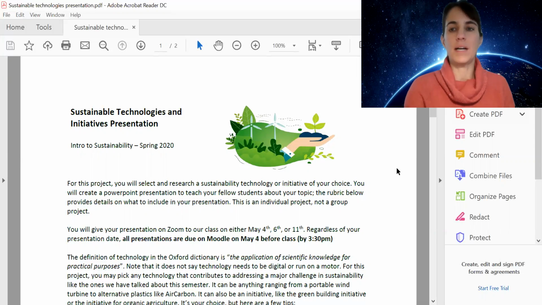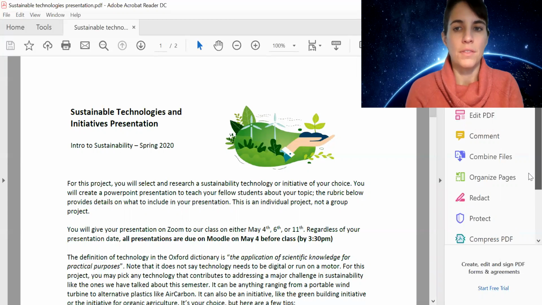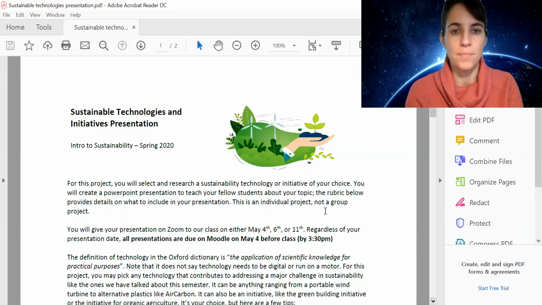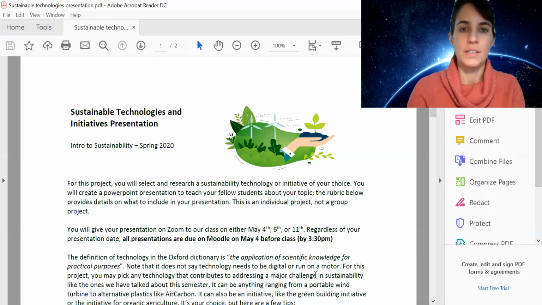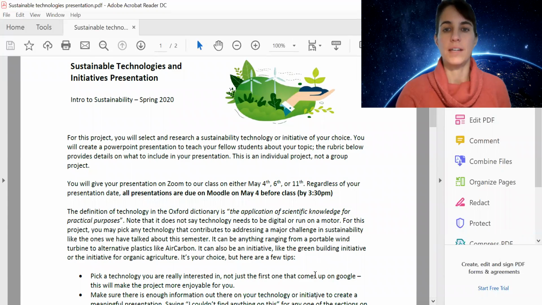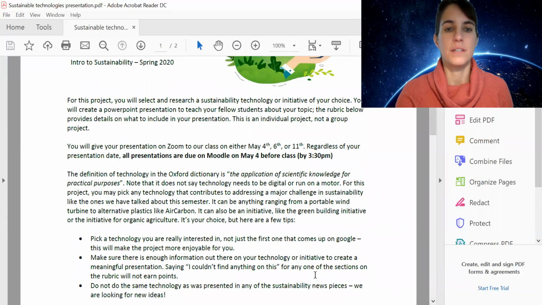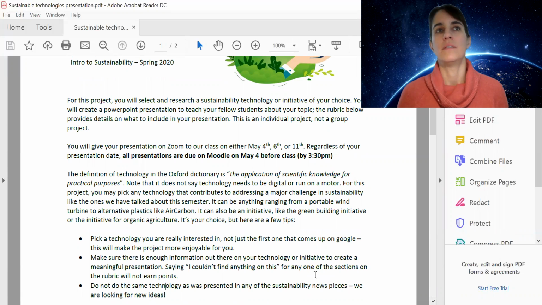If you look at this assignment guide that I put down here, you can look at that third paragraph. It's saying the definition of technology in the Oxford Dictionary is the application of scientific knowledge for practical purposes. So I just want you to remember that technology doesn't mean it has to be digital or run by a motor, right? Technology, like a technology that sanitizes water and purifies water using solar rays, that's a technology, right? So broaden your definition of technology when you think about this.